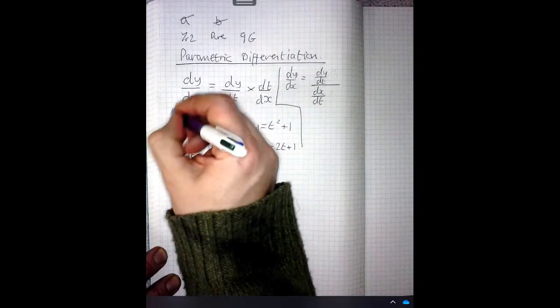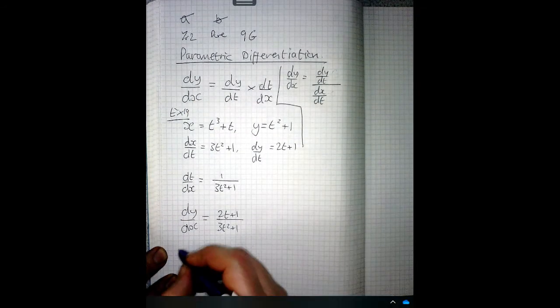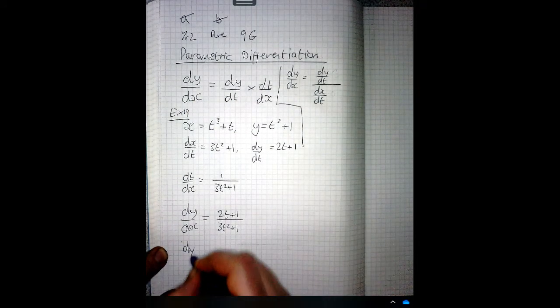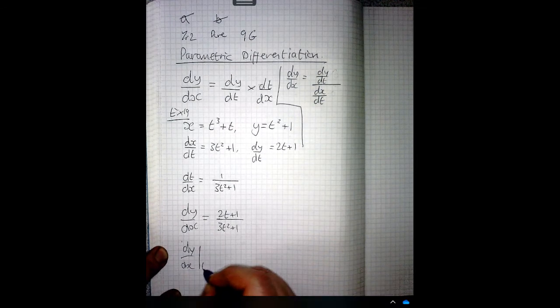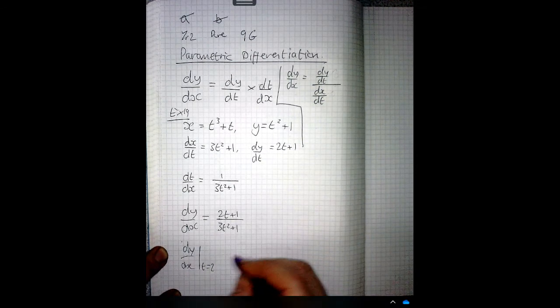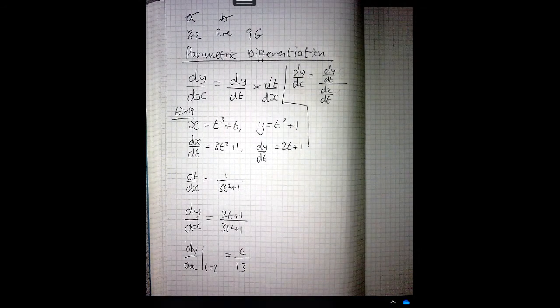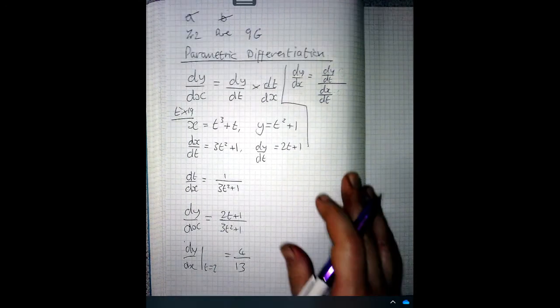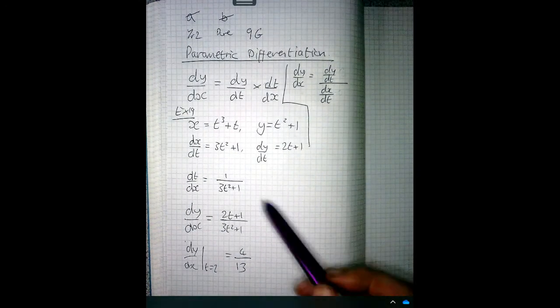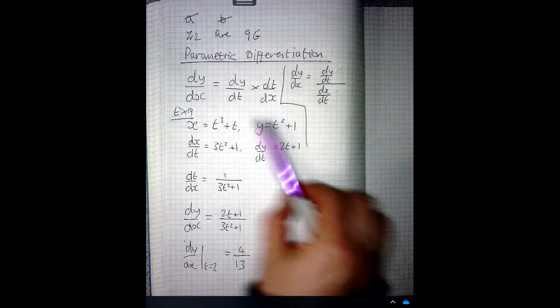Example 19 gives us a value of t, so dy dx when t equals 2 is 4/13. Now, we have an option actually. This is not our only option.